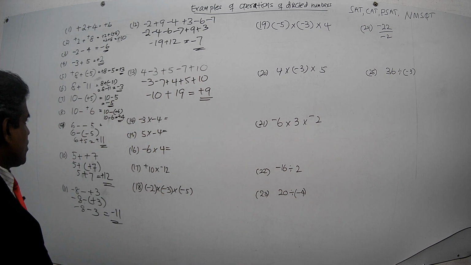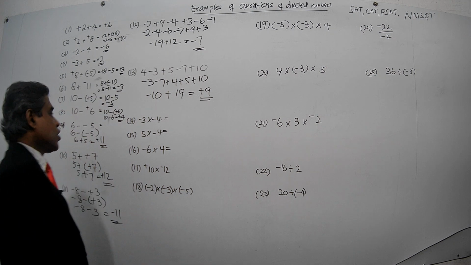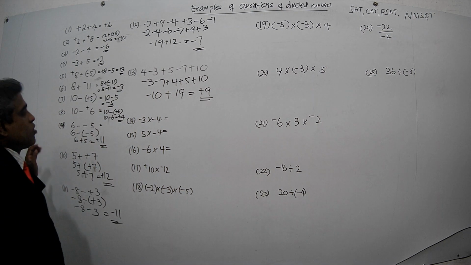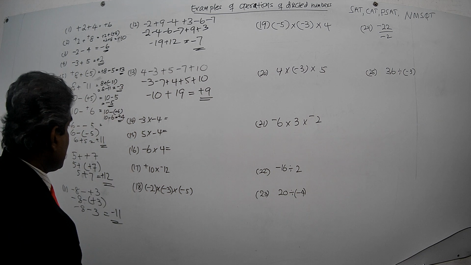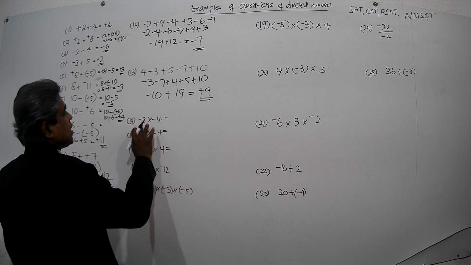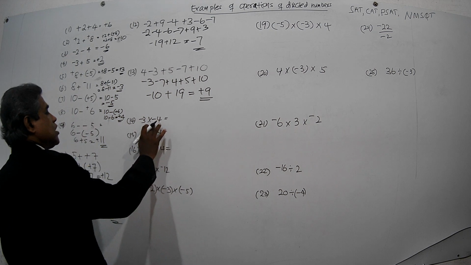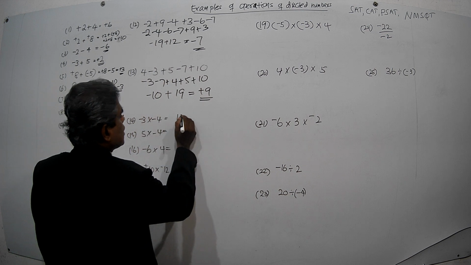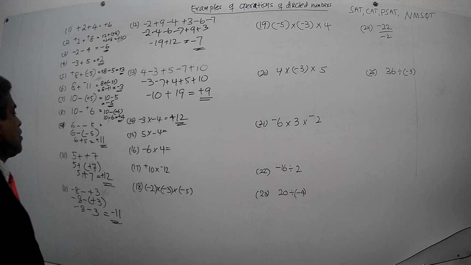Now next one, the 14th, where we move into multiplication. The two rules of multiplication: when two numbers of the same sign are multiplied or divided, the answer becomes positive. Then minus 3 into minus 4: two numbers of the same sign are multiplied, therefore the answer is positive. 3 times 4, 12. The answer is positive.